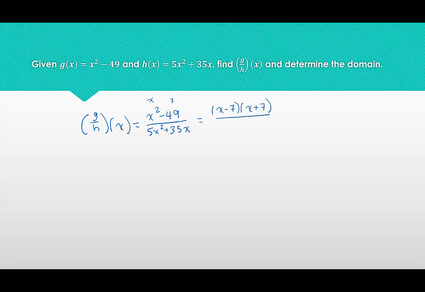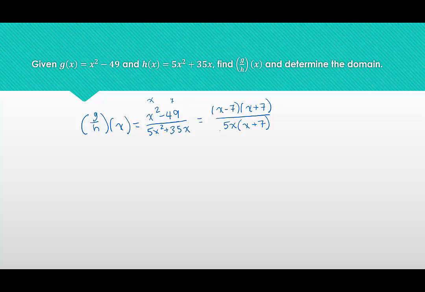In the denominator, I see we have a greatest common factor. 5x squared and 35x both have the factors 5 and x. And when we divide 5x out of 5x squared, we're left with x. From 35x, we're going to be left with 7. Before I simplify, I'm going to pause here and find the domain of our quotient function.